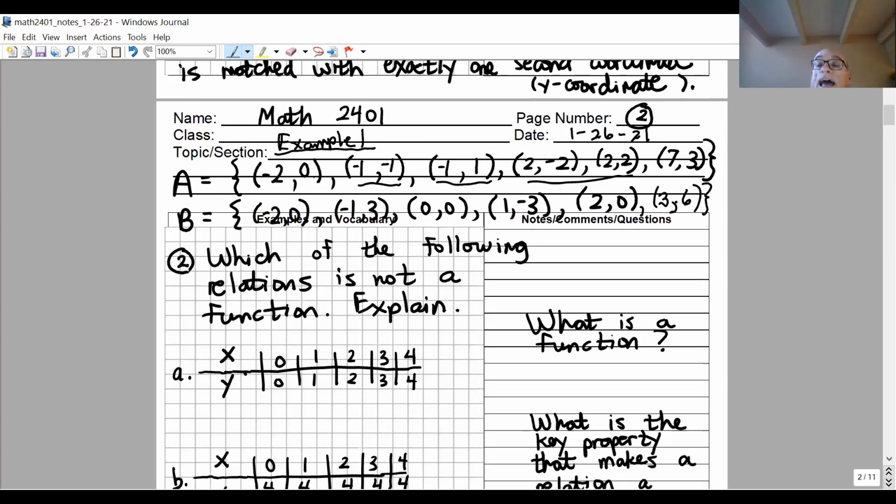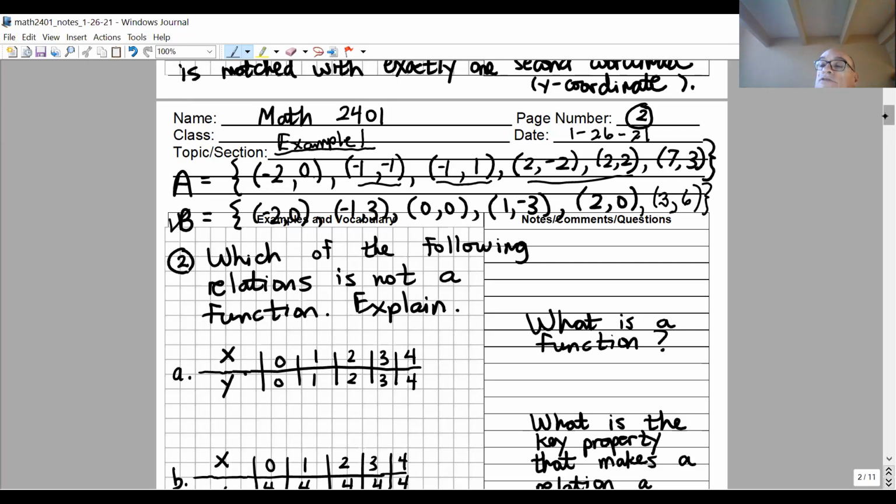But notice that doesn't happen in relation B. If you just go down the list there, you'll notice that you don't even duplicate any of your x coordinates. So you cannot have the same x coordinate matched with two different y coordinates here in relation B. So relation B counts as a function, but relation A does not.